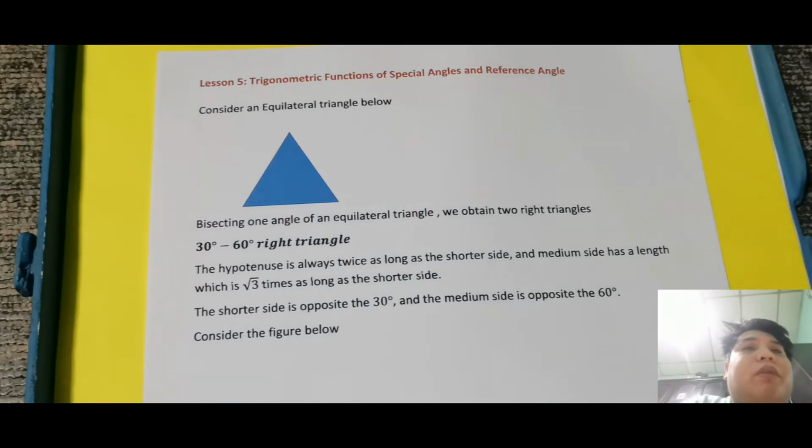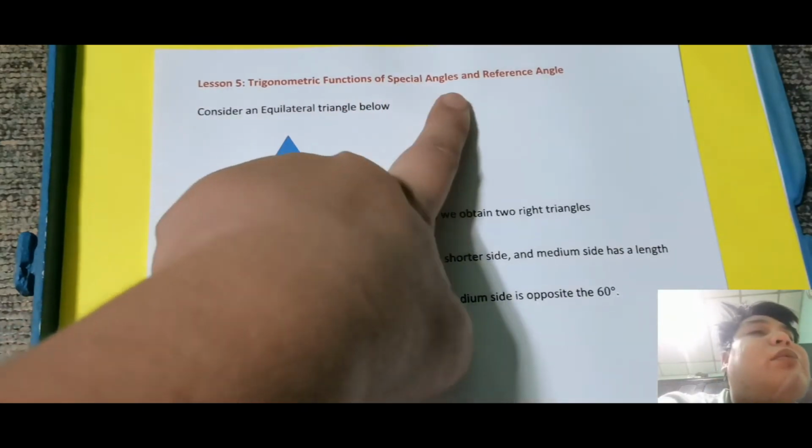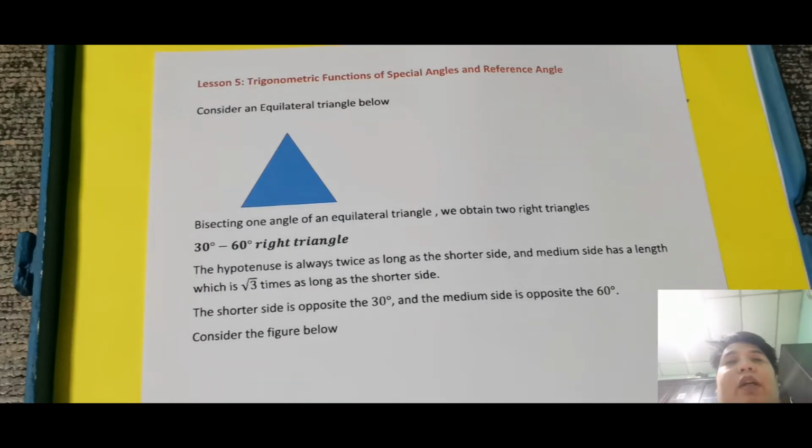So ito na yung lesson 5 ng trigonometric functions of special angle and also the reference angle. So ulit, yung topic is all about trigonometric function of special angle. Tapos magdi-discuss din ako ng saglit about reference angle or related angle. Yun ang tawag dyan. Okay, so let's have this.